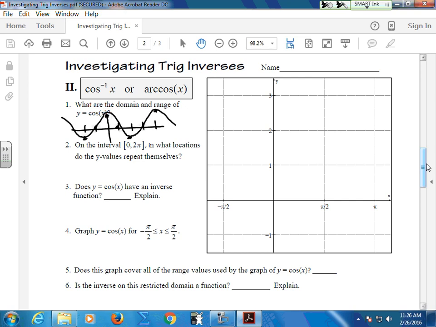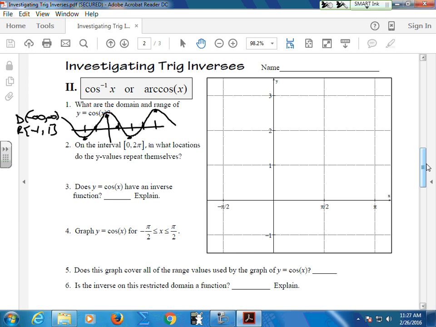Again, we have the continuous curve. What's the domain of your regular cosine curve? All real numbers. And the range? Good. -1 to 1. Okay?